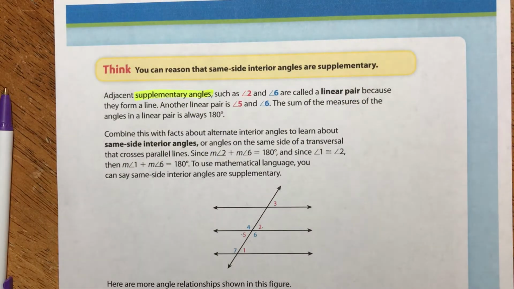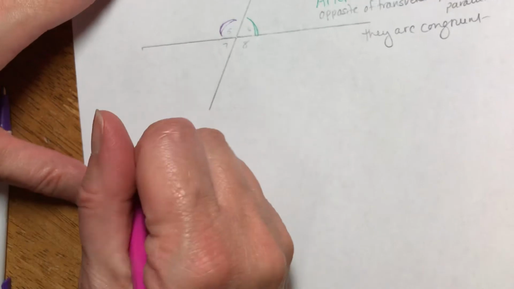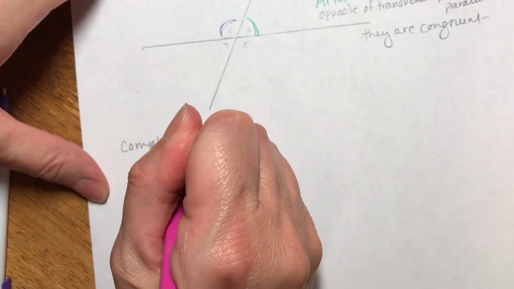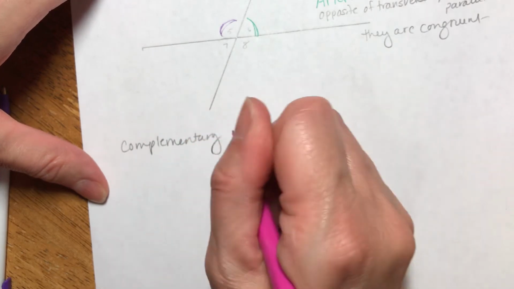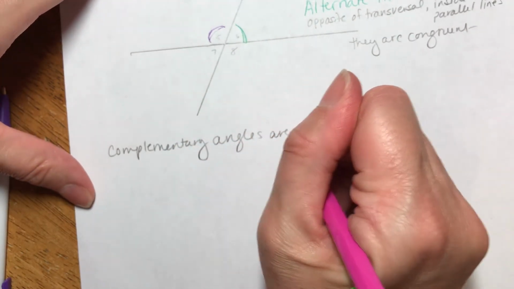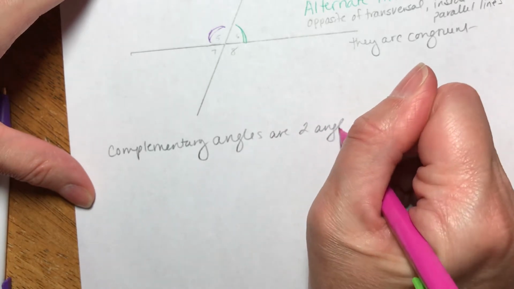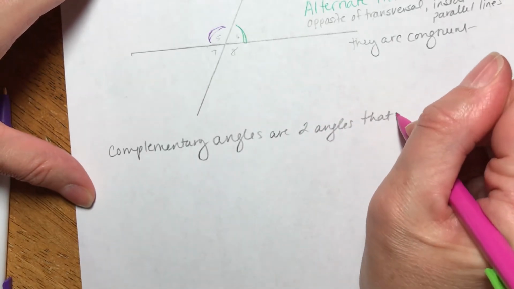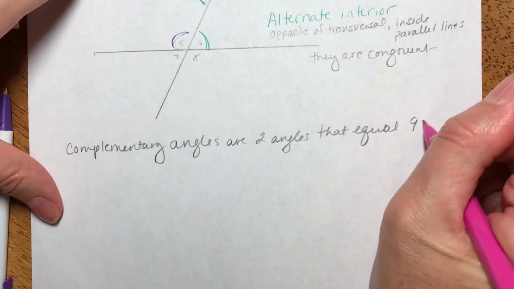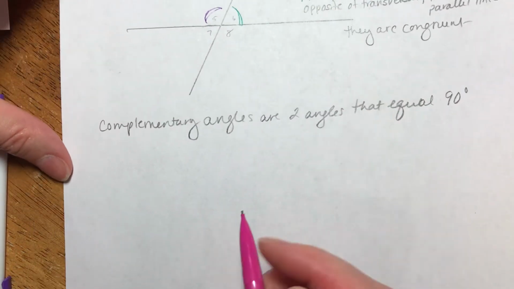Again, I'm teaching 7th grade right now as well, and we've been doing complementary and supplementary. Okay, so let's write some quick notes. They didn't mention them, but I'm going to mention it to you. Complementary angles are two angles that equal 90 degrees. Do you remember that from last year?